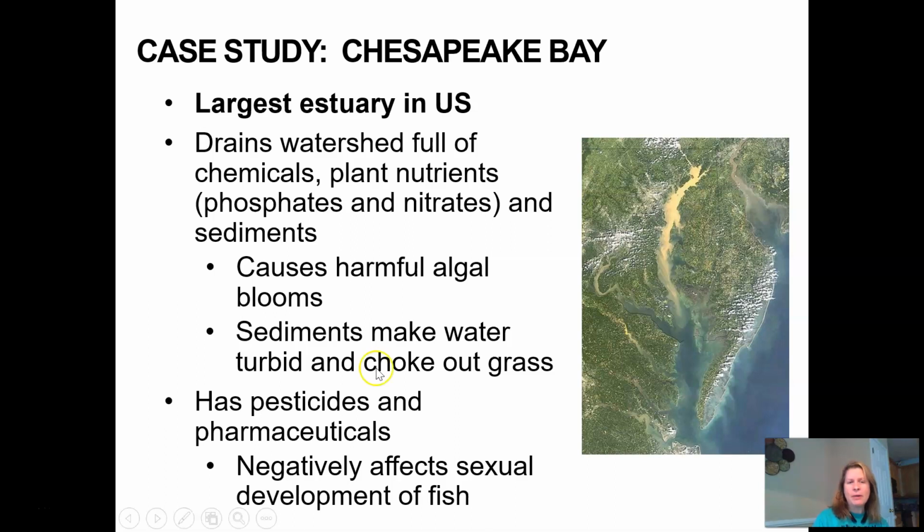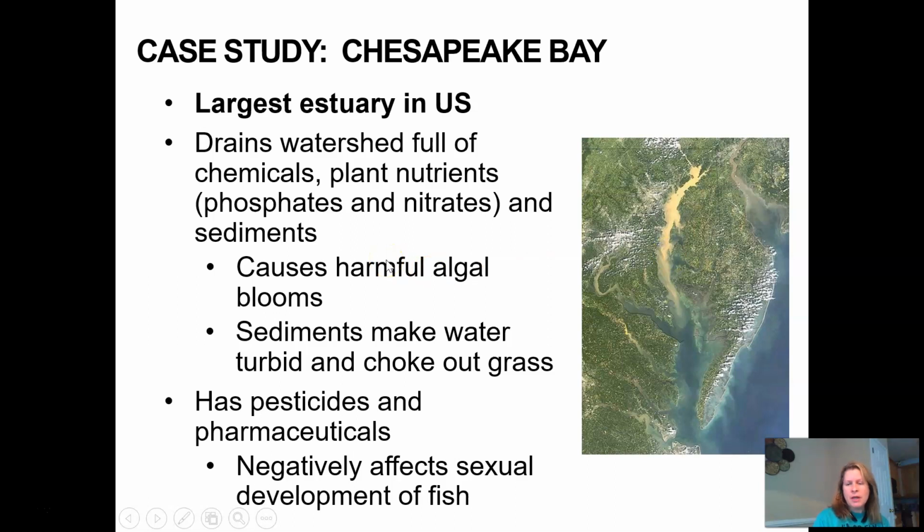Anyway, that watershed drains Maryland, Virginia, on up into Pennsylvania, New York, and there's a lot of agricultural land there, so lots of nutrients as far as fertilizer, phosphates, nitrates that have gone into the water. Also sedimentation as a result of land use changes. And so you can see in the picture there, you see the cloudy water as a result of sedimentation. This is a satellite view.